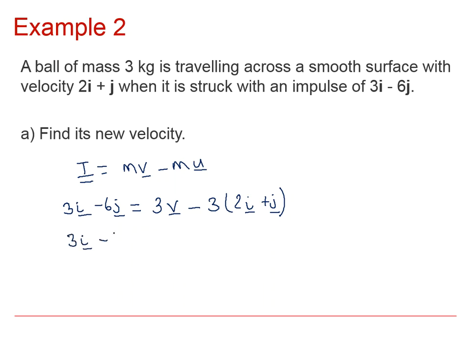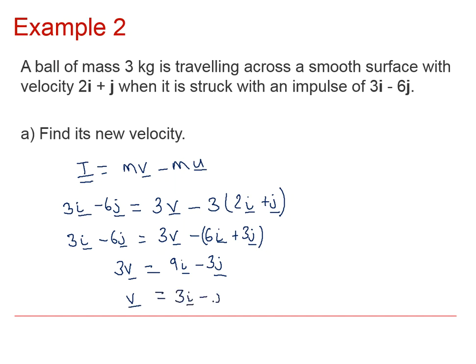So if we multiply out this bracket, we're going to get 3v minus 6i plus 3j. Rearranging, 3 times our final velocity is going to be 9i minus 3j. So our final velocity is 3i minus j.